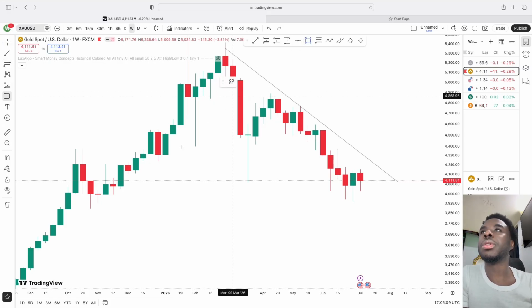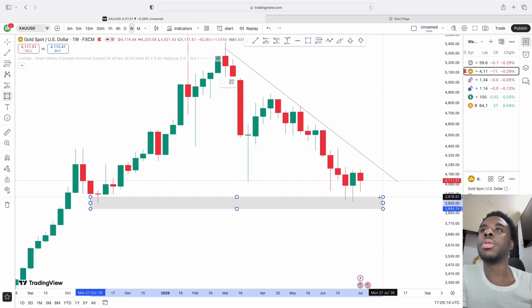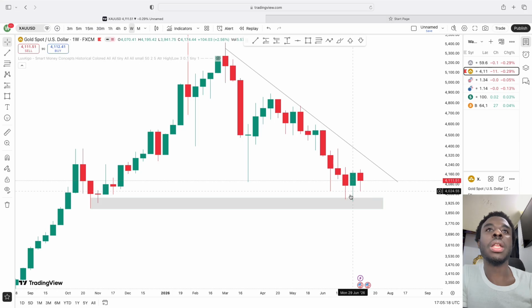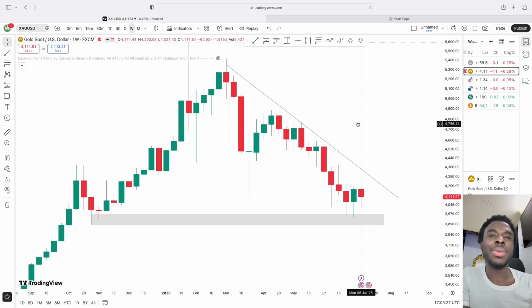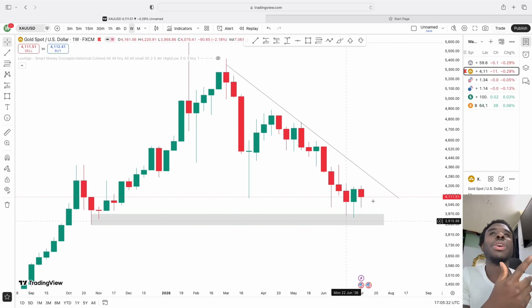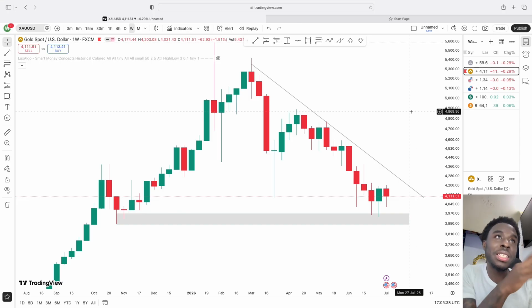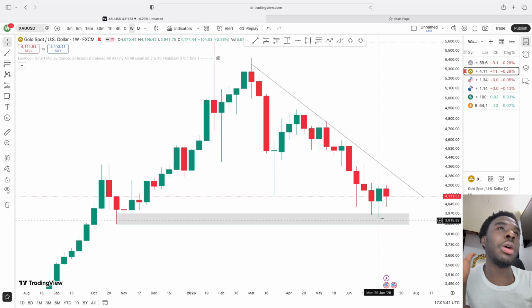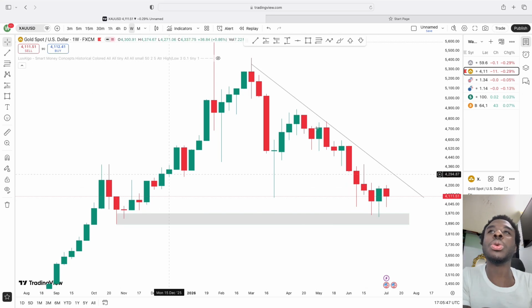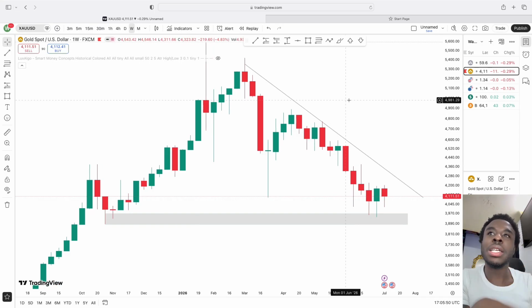and we saw that gold respected this weekly support level over here. There's a weekly support level over here that gold respected, right? If you pay close attention to DXY, you have to know that it's correlating to gold, right? Because we can see that DXY is also respecting a supply zone or a resistance zone, right? And we can also see that gold is also respecting a support zone, right?